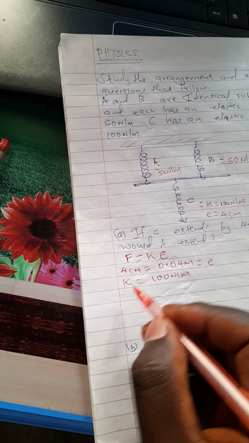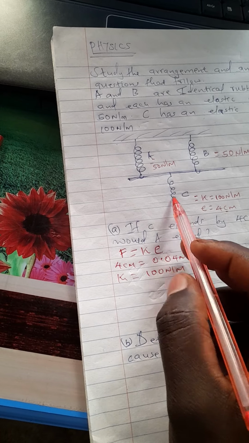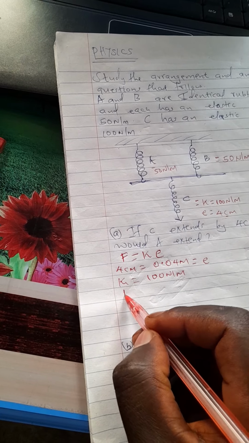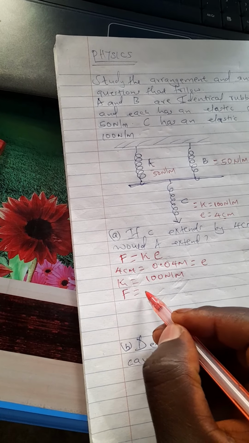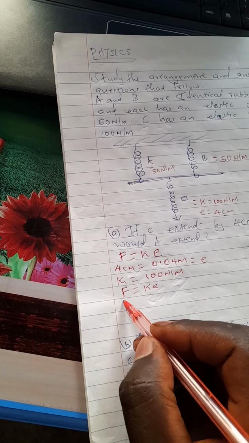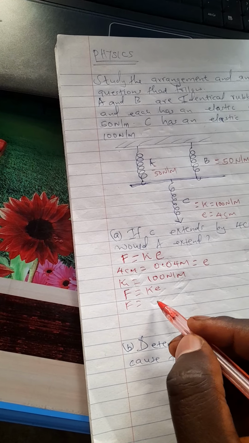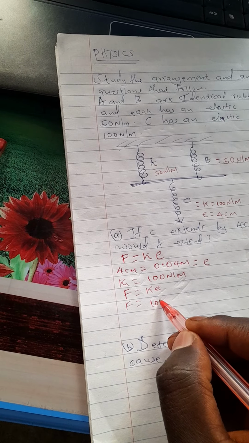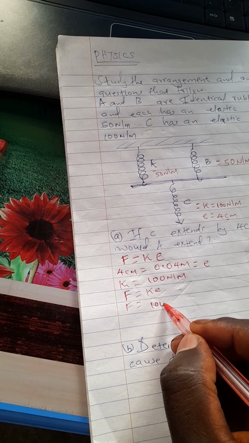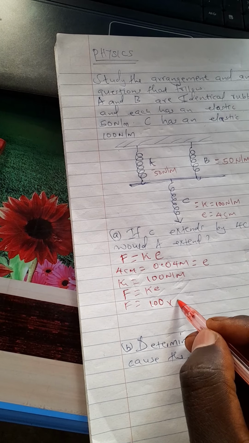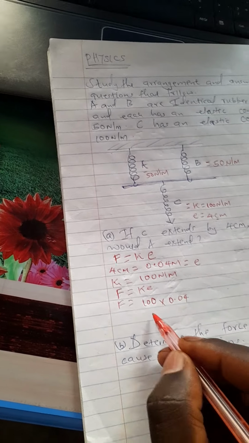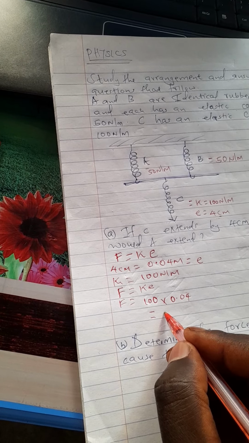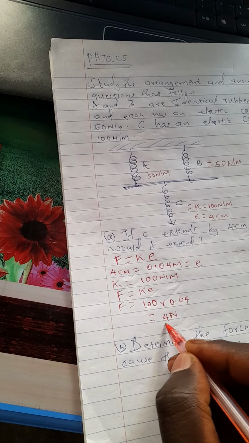Coming back to our equation, I will get the force experienced by spring C by doing this. I'll say F equals KE. So force will be equal to the spring constant, 100, times the extension, 0.04, and this gives me a force experienced by spring C of 4 Newton.